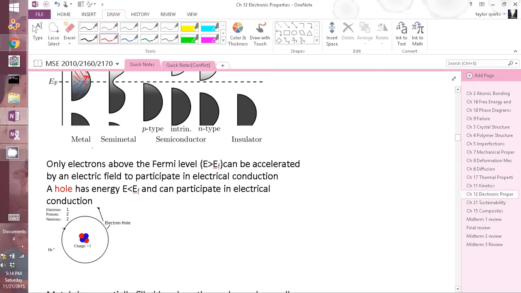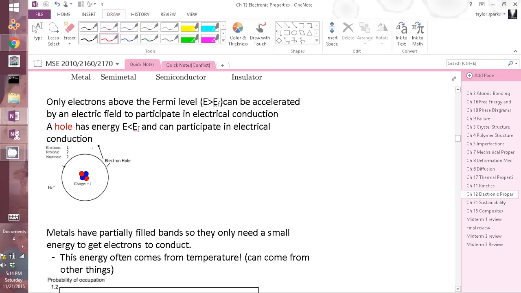So let's describe that right now. First off, let's remind you what a hole is. If we used to have an electron here and we kick the electron out, we have a hole left over. So the hole is plus charged, whereas the electron is negative charged. And think of it as the absence of an electron.